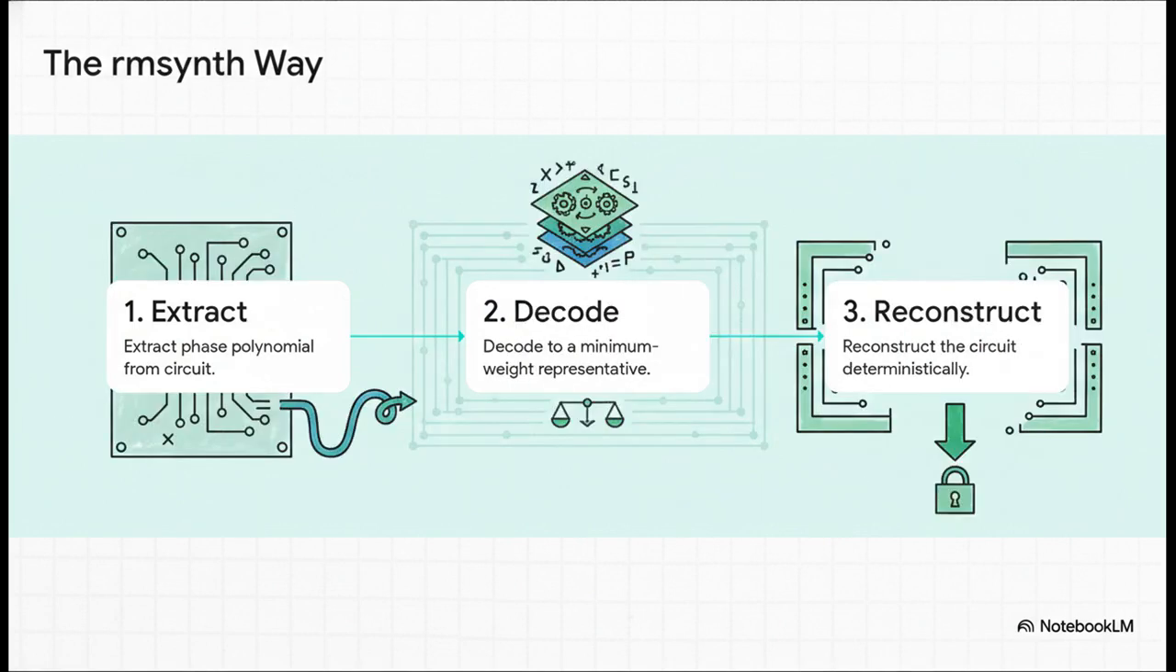Now compare that to the rmsynth way. It's night and day. It starts the same. Yeah, it extracts that polynomial. But then, and this is the key, instead of just simplifying, it decodes it. It finds the one true, mathematically minimal representation. From there, it reconstructs the circuit, deterministically, every single time.